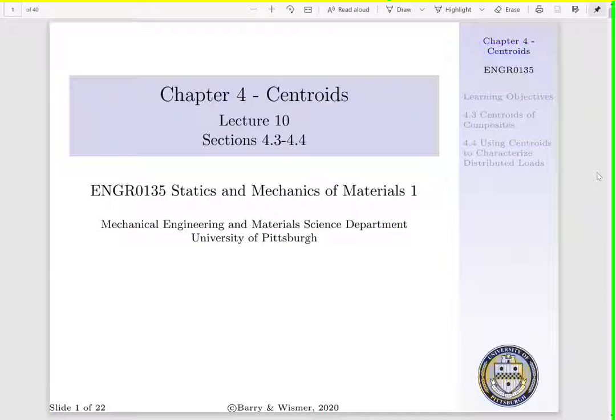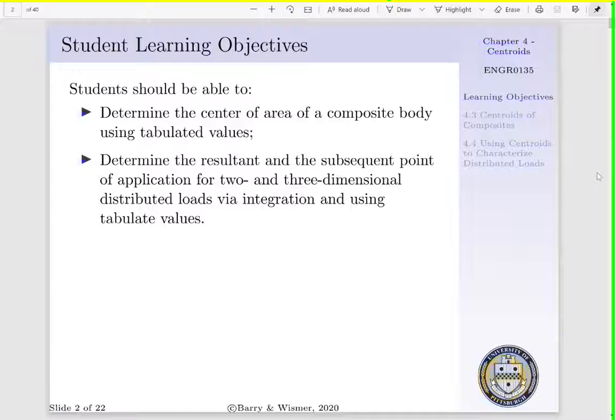Lecture 10 covers sections 4.3 through 4.4. At the end of today's lecture, you should be able to calculate the center of area of a composite body using our tabulated values. You should also be able to determine the resultant and the subsequent point of application for 2- and 3-dimensional distributed loads via methods of integration, as well as using our tabulated values for centroids.